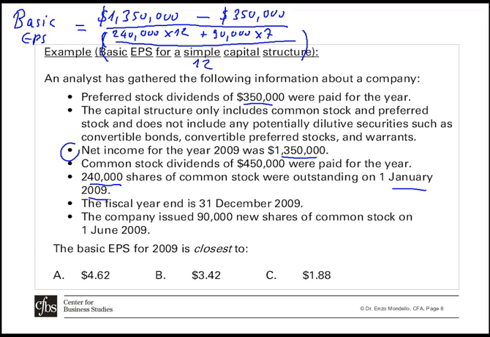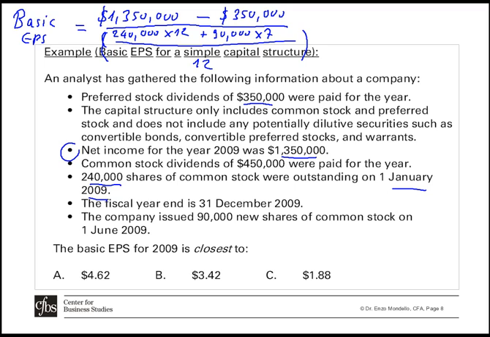So the 90,000 shares issued on 1st of June 2009 are on average outstanding over the entire year 2009 by a ratio of 7 divided by 12. Do you see that? That's how we can calculate the weighted average number of common shares outstanding.